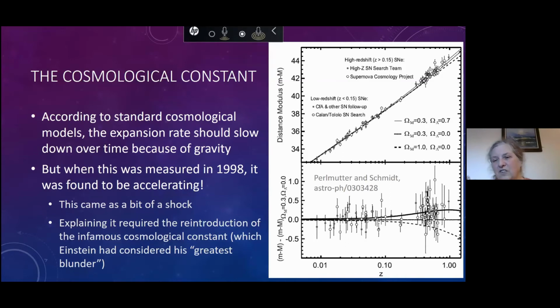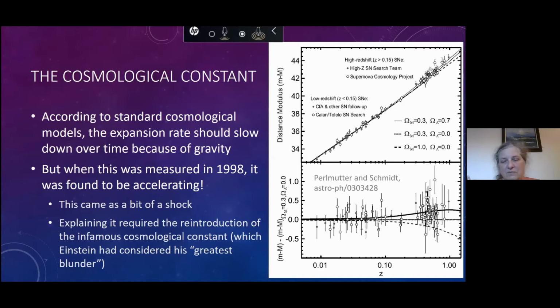And you can see that in this picture on the right. It's easiest to see in the bottom picture where they've subtracted off the underlying linear expansion. What they were expecting to see is that dashed line that curves downwards, and even though the error bars on each individual point are quite large, it's pretty clear that they don't match that dashed line that curves downwards, and in fact they seem to want to sit on that thick black line that curves upwards.